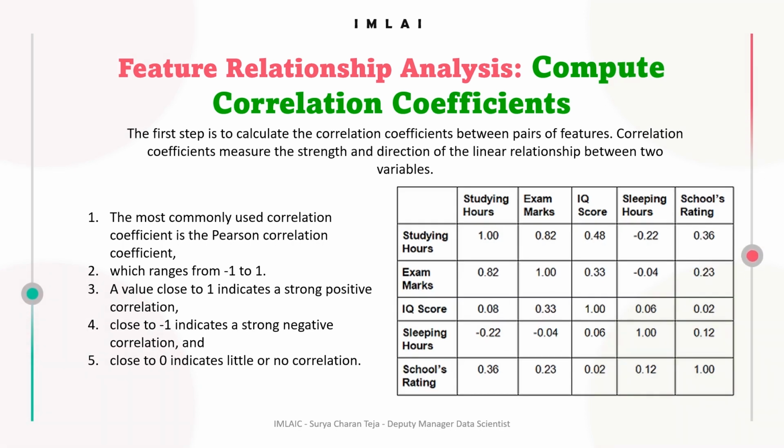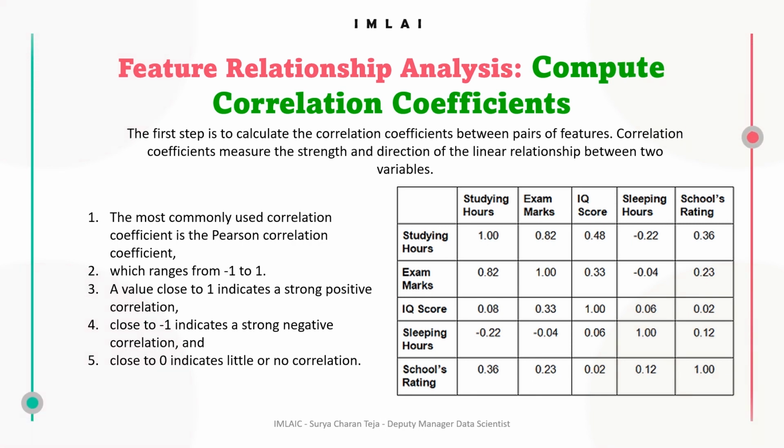That's what we have done a few examples for. The Pearson correlation coefficient basically ranges from -1 to 1. A value close to 1 indicates a strong positive correlation, close to -1 indicates a strong negative correlation, and close to 0 indicates little or no correlation. And if you see on the screen, you can see the correlation coefficient matrix.